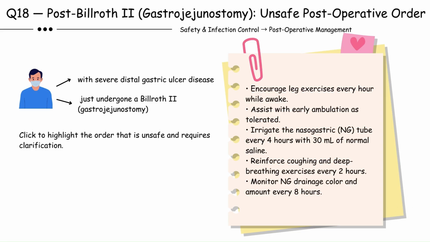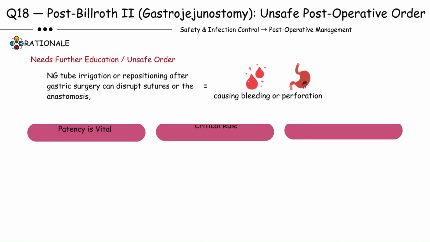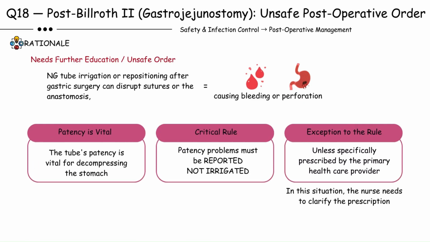The order we must highlight and absolutely clarify is: irrigate the nasogastric tube every 4 hours with 30 milliliters of normal saline. Let's break down why. Let's look at the reasoning behind the correct choice.